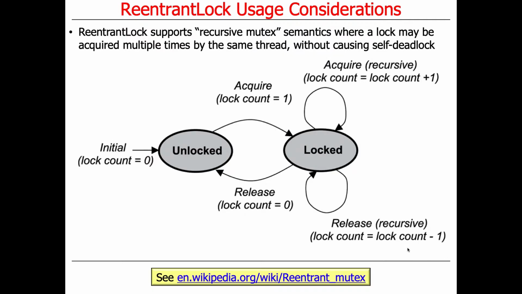As we talked about before, ReentrantLock supports these recursive mutex semantics, where you can acquire the lock multiple times with the same thread without causing deadlock on yourself. And so, as you can see here, the way it works is that we are going to increment the count every time you lock it, and we're going to decrement the count every time you unlock it, and it's basically just a nice little state machine that keeps track of all those details.